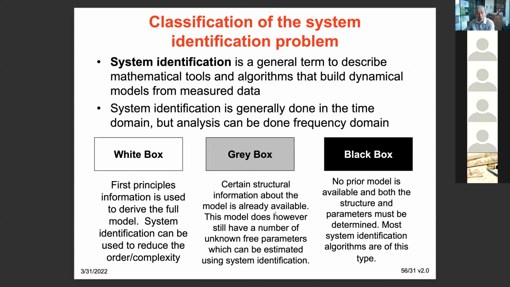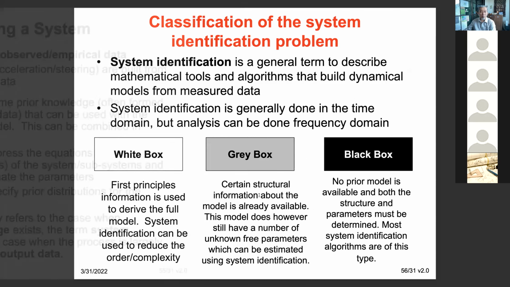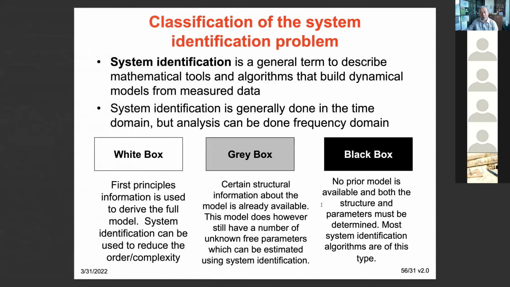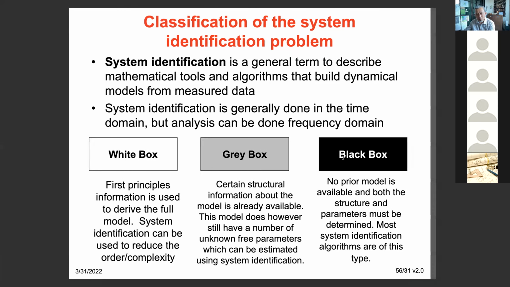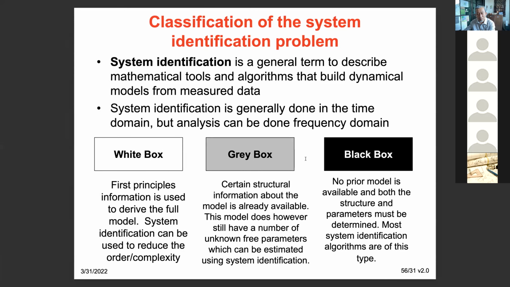As I told you before, we have three categories of system ID empirical model, which are white box, gray box, and black box. So easy to remember: black box, we have zero knowledge. White box, we have 100% knowledge, and gray box, we have 50% knowledge of what's inside the system. So the tough one is black box. You don't have any idea about it.